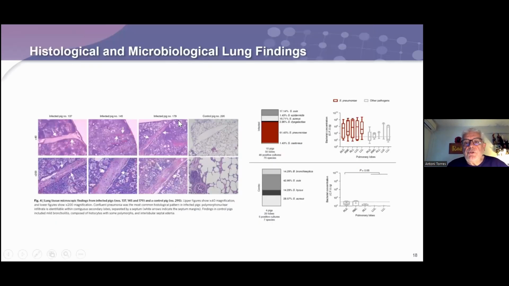You can see here the histological and the microbial findings. All the animals had pneumonia, and you can see here the bacterial burden regarding strep pneumo, but we could not eliminate all the pathogens from the oropharyngeal flora, or the endogenous flora, of the animals. And these pathogens were Bordetella bronchiseptica, Streptococcus suis, Streptococcus oralis, and Staphylococcus as well.